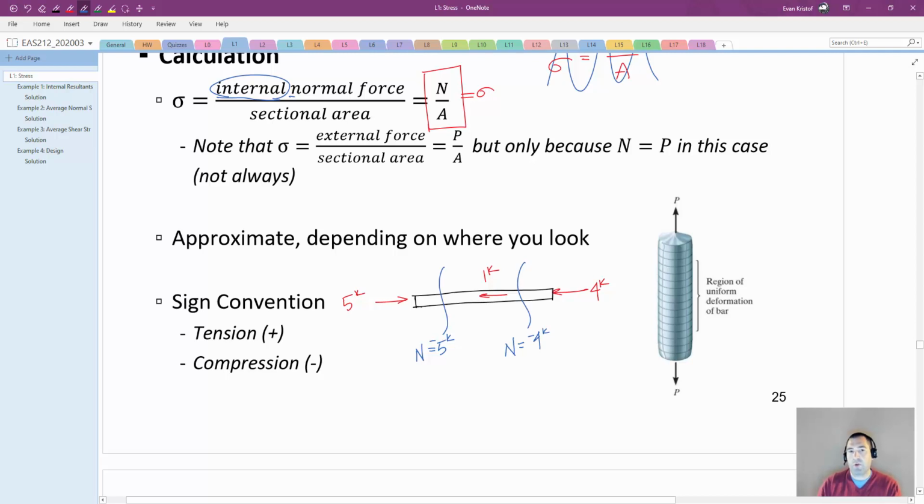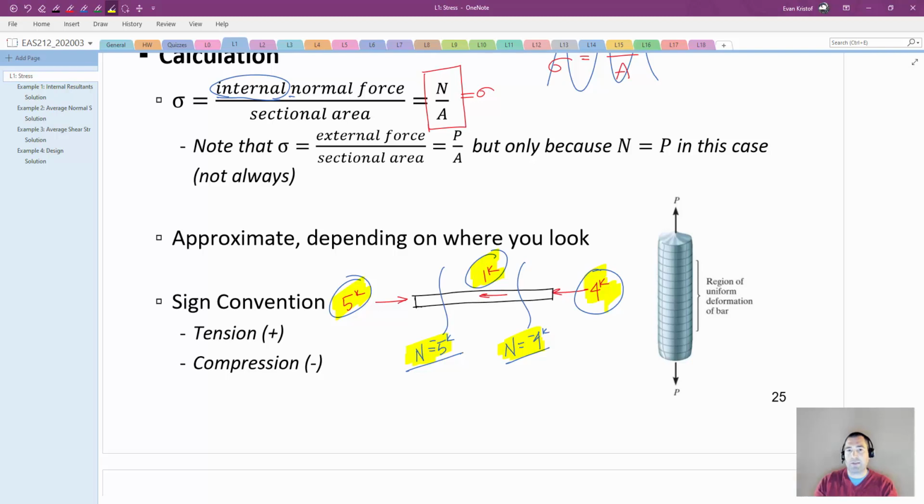Now, if I'm saying that sigma equals P over A, the question would be, which P do I use? Is it this 5 kips? Is it this 1 kip or this 4 kips? Well, it kind of depends on where you're looking in the system. It makes a lot more sense to just use the internal normal force. So don't ever just rely on the external forces. That's not what we care about. We care about the internal normal forces. That's really what matters. So your textbook kind of plays fast and loose with this.